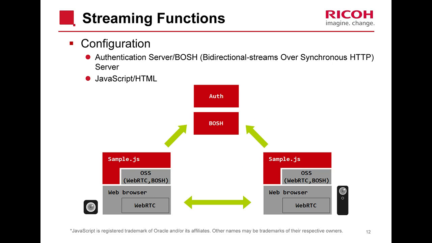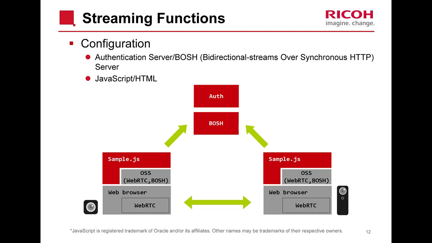The configuration is as in the slide. The RICOH server has an authentication function and protocol called BOSH. The authentication function controls who can use the service. A protocol called BOSH is used. This protocol streams the XMPP protocol on top of HTTP.